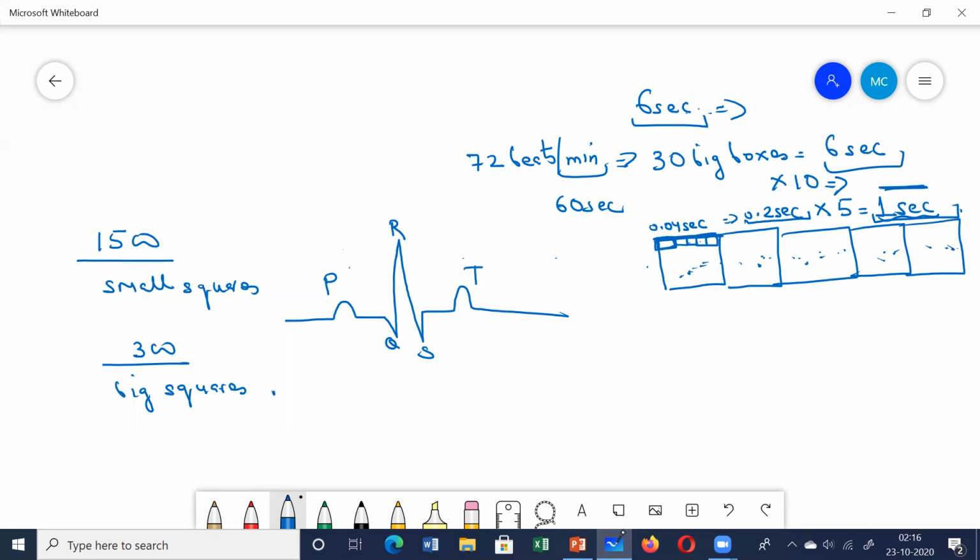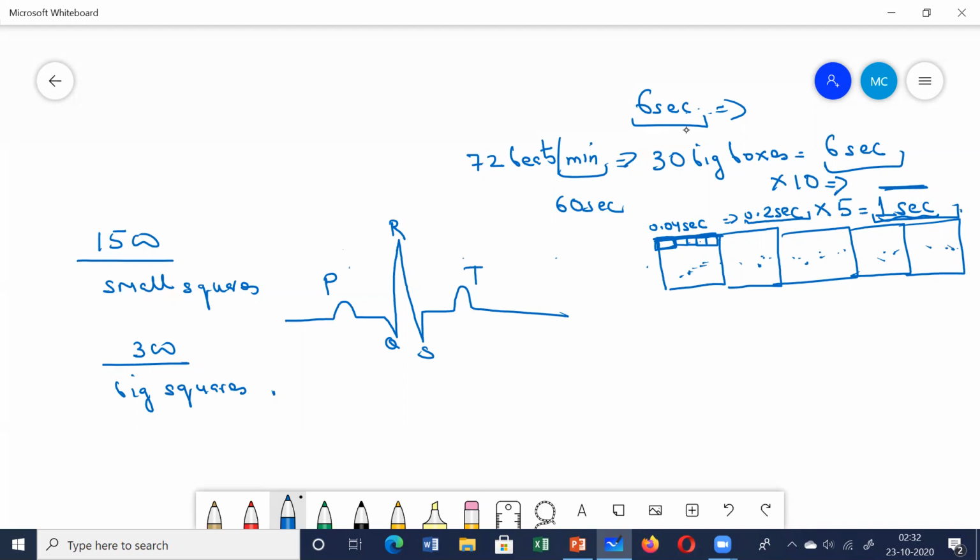I'll repeat it once more. Remember, each small box horizontally, you have 5 small boxes, and each small box denotes 0.04 seconds. So one big box denotes 0.2 seconds, and you need 5 big boxes to make 1 second. We need to calculate the number of QRS complexes in a total duration of 6 seconds. From simple mathematics, if 5 big boxes make up 1 second, then 30 big boxes will make up 6 seconds.